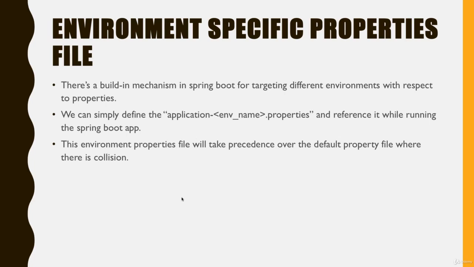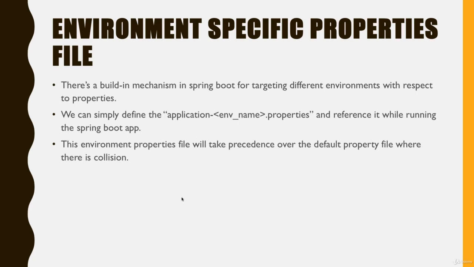So let's go through a few bullet points about environment specific properties. In Spring Boot, there is a built-in mechanism for targeting different environments. When you're using a .properties file, you simply say application-anyname.properties. That name can be any environment: QA, prod, stage, pre-prod, or any other. And when you run your Spring Boot app, you reference that property file using the spring.profiles.active command.